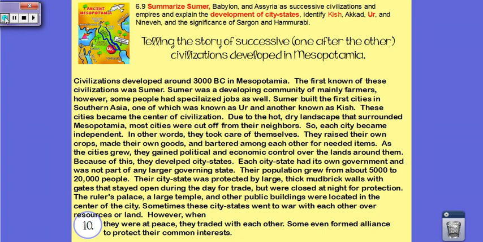how a city-state in Sumer was developed. You're probably going to hear me shuffling papers. That's because I actually have your test in my hand as I'm doing this.